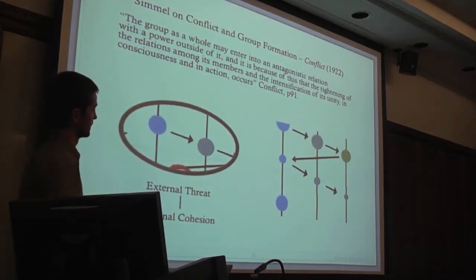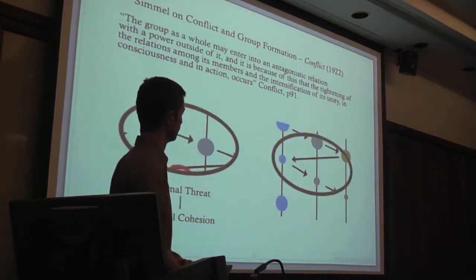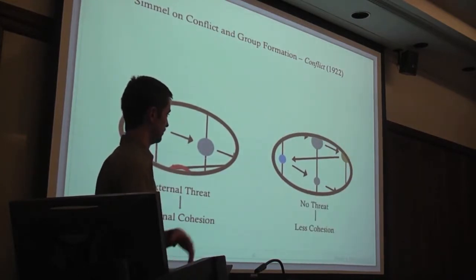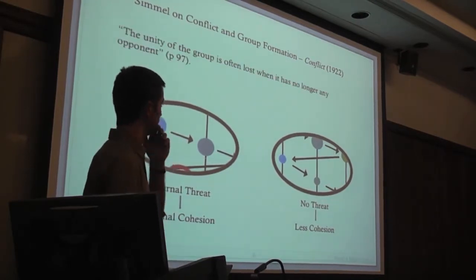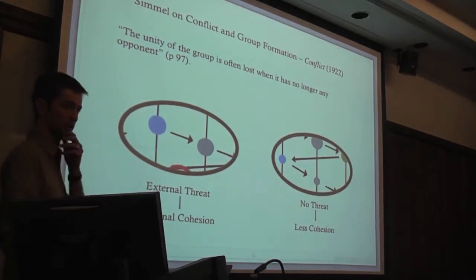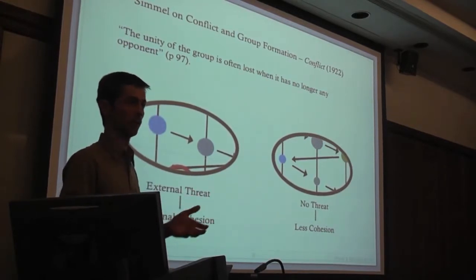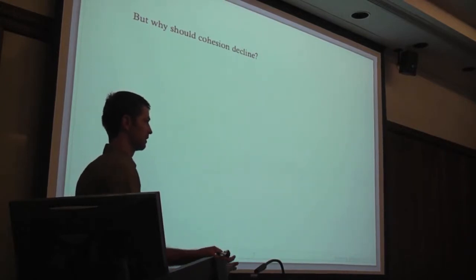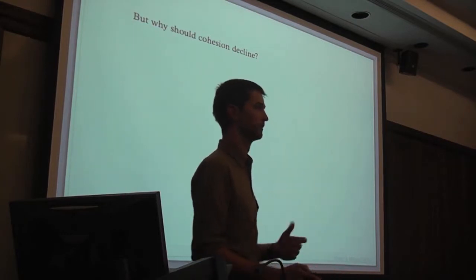What's less clear, though, is what he has to say about this other relationship here. What happens when the group successfully alters its environment? Does no threat, the removal of it, lead to less cohesion? He actually says a few things on this. He says that it's lost when there's no longer an opponent, although he doesn't say much to explicate why that might actually be the case. On the other hand, it's not clear why group cohesion should decline after a threat is removed.